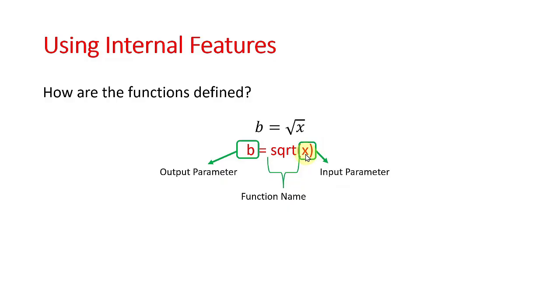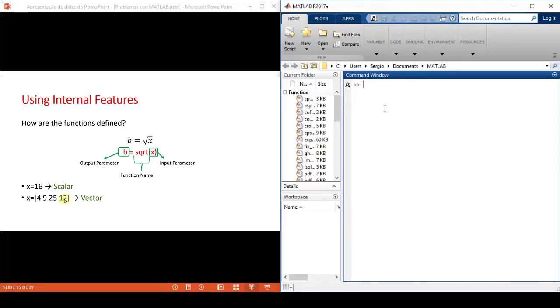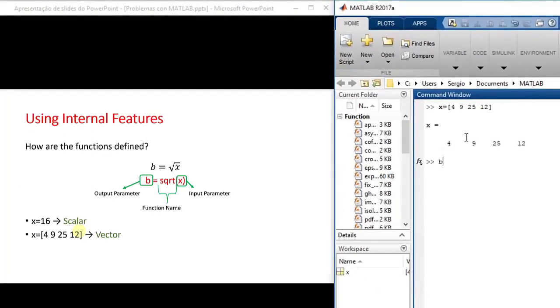As we mentioned at the beginning of the video, this x can be a scalar, meaning it can be a single number, like taking the square root of 16, for example, or it can also be a matrix or a vector, where it will take the square root of each element in the vector, 4, 9, 25, and 12. So, if we're here in Matlab, we can define, for example, x equals. We define our vector x, and in b, we simply calculate the square root of each element in that vector.